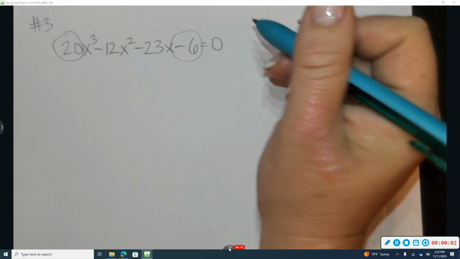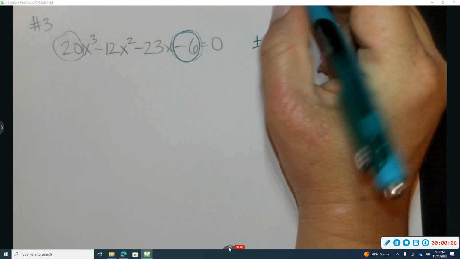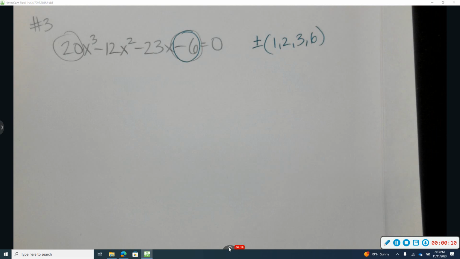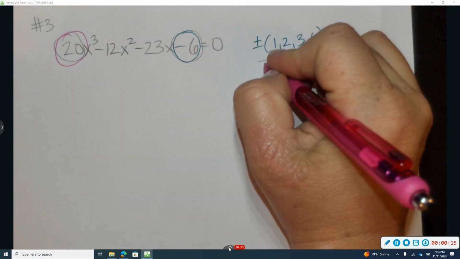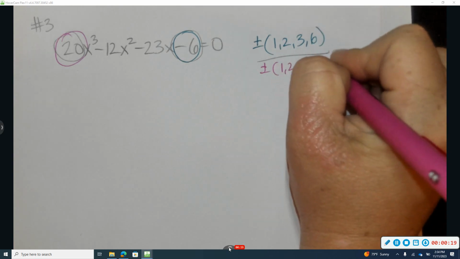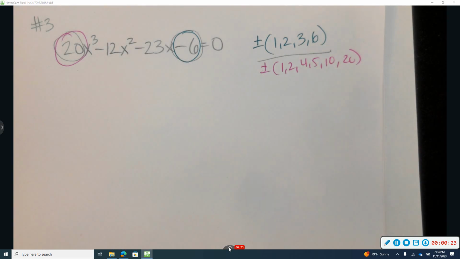Let's use the rational root theorem to list possible rational roots to this polynomial equation. 1, 2, 3, and 6 are the factors of the numerator. And now I'm going to go to the leading coefficient and also list the factors of 1, 2, 4, 5, 10, and 20. So we have a lot of different possible rational roots.